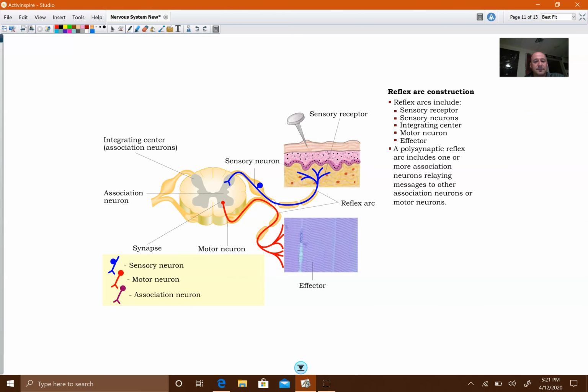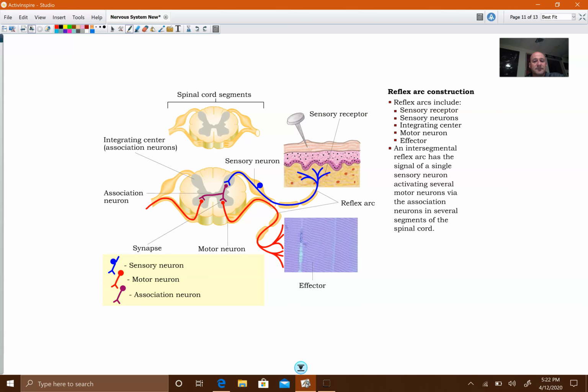When an integrating center has one or more association neurons relaying messages to other association or motor neurons, the reflex arc is polysynaptic. An ipsilateral reflex is one that has the sensory neuron entering and the motor neuron exiting on the same side of the integrating center. On the other hand, when the sensory neuron enters the integrating center on one side and the motor neuron exits on the other side, the reflex arc is considered contralateral. When one sensory neuron sends an impulse that activates association neurons in several segments of the spinal cord, the reflex arc is considered intersegmental.